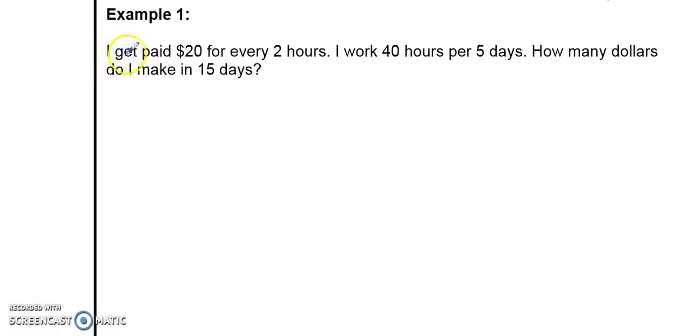So example 1, I get paid $20 for every 2 hours. I work 40 hours per 5 days. How many dollars do I make in 15 days? So remember, step 1 is going to be to highlight all of the important information here. Now notice when I'm highlighting the important information, I'm highlighting the values, 20, in addition to the units, dollars, hours, things like that. So the next question is, how many different units are actually being used in this problem?